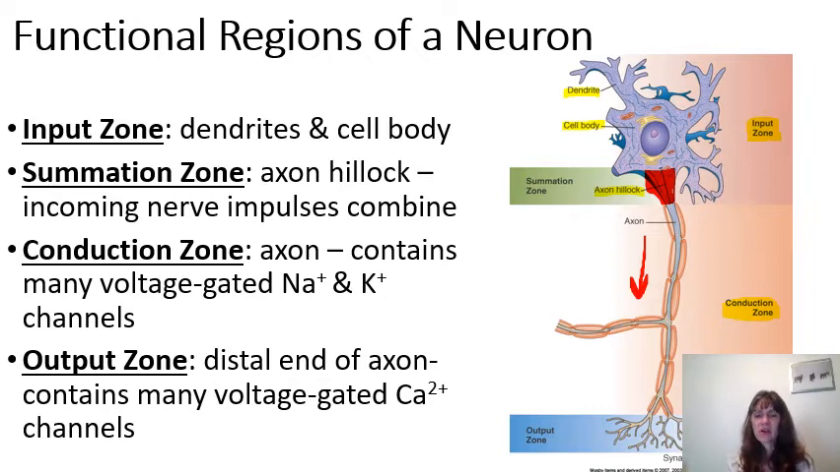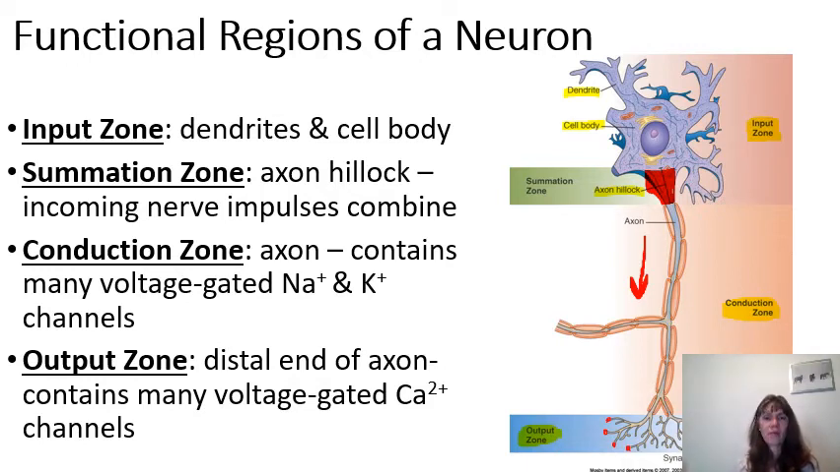The output zone is at the very end of the axon at the axon terminals or synaptic end bulbs, because that's where, if a nerve impulse is sent down the axon, more neurotransmitters will be released at the axon terminals or synaptic end knobs. These end knobs contain voltage-gated calcium channels.